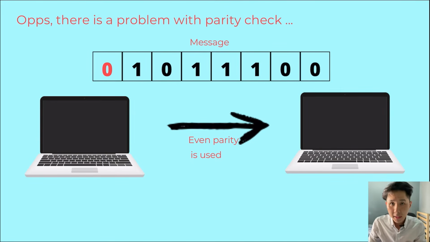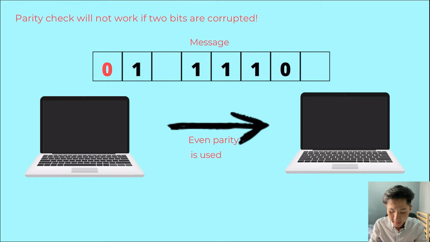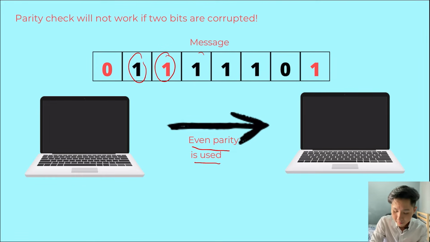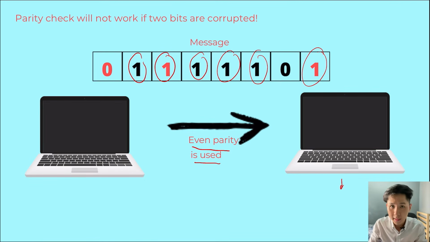Alright, however, there's a problem with parity check in which it doesn't work in every scenario. So imagine that instead of 1 bit being swapped, we have 2 bits being swapped, and even parity is used. Again, the receiving computer will calculate the number of 1 bits, and it finds that, hey, they have 6 1 bits here. Error does not occur, from what the receiving computer knows.